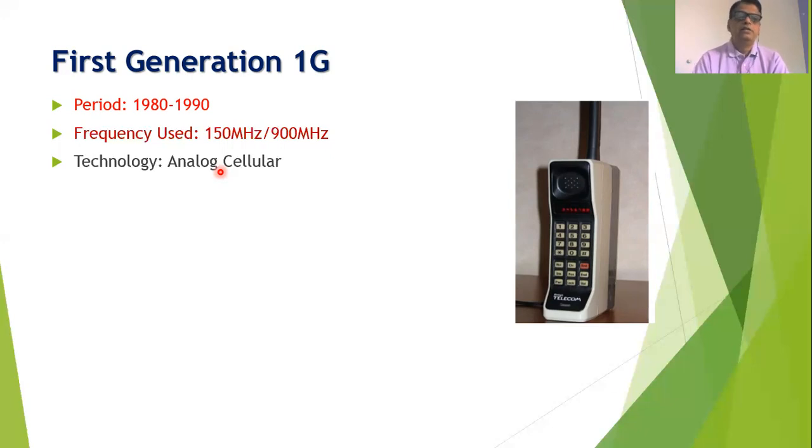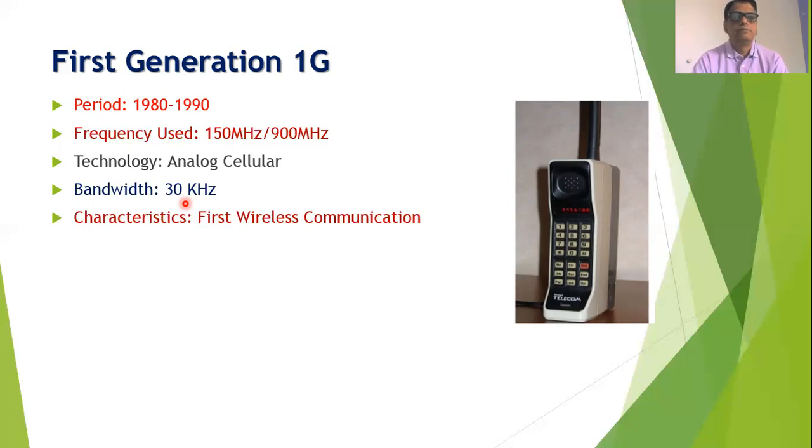But initially, when the 1G technology got started, it was an analog cellular technology. The bandwidth requirement for this technology was much less, isn't it? It was only about 30 kilohertz. We know that our AM radio receiver has a bandwidth of about 10 kilohertz, and your FM radio receiver has a bandwidth of about 15 kilohertz. In this technology, since only voice services were offered, the bandwidth requirement was much less, about 30 kilohertz. This bandwidth requirement puts restrictions on the number of channels.